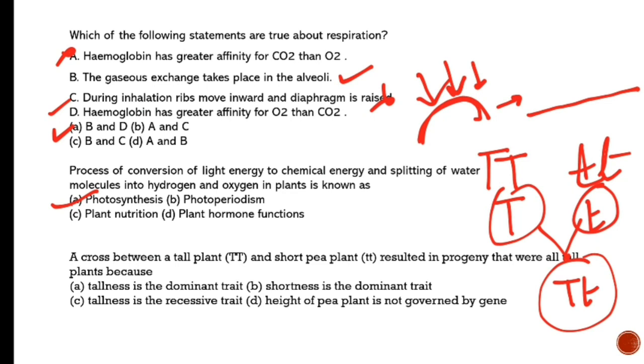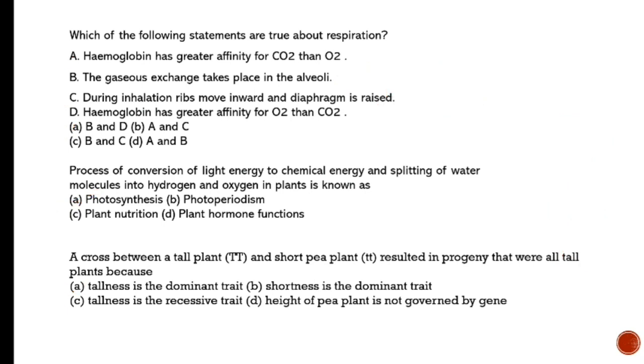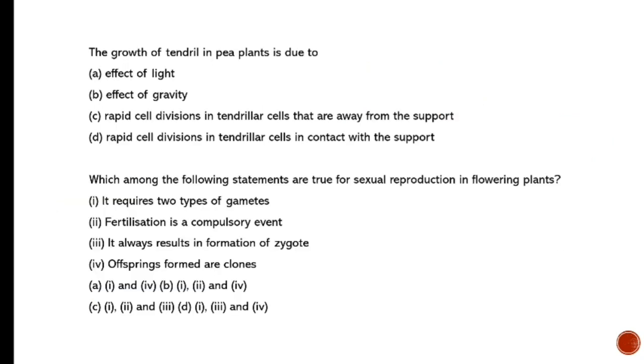Now the reason is that tallness is a dominant trait. Okay, it has the power to express itself even in the absence of the other gene, right? So tallness is a dominant trait, and that is the reason the one which appears more, the character you can see more, will be the dominant trait. I hope you have understood this. Moving on to the next question.